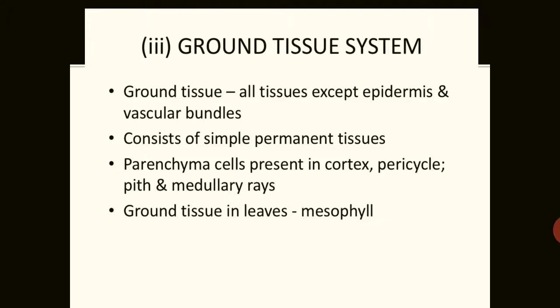The third type of tissue system found in the plant is the ground tissue system. Ground tissue means all tissue except the epidermis and vascular bundle. It consists of simple permanent tissue, meaning parenchyma, present in the cortex, pericycle, pith and medullary rays, and in the ground tissue of the leaves. The leaves are filled with chlorophyll in the mesophyll cells, which are responsible for photosynthesis in the ground tissue present in the leaf.